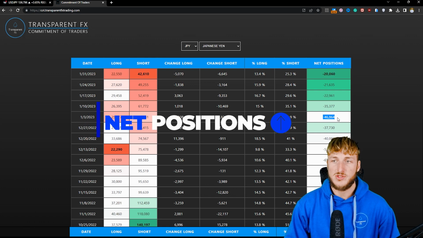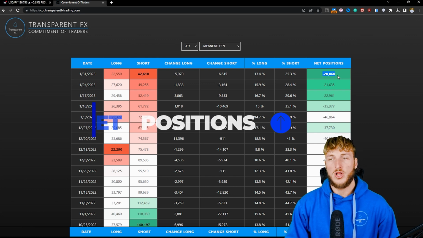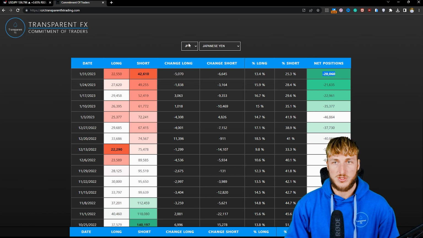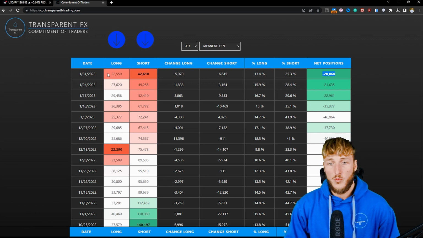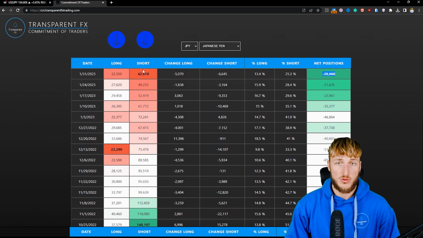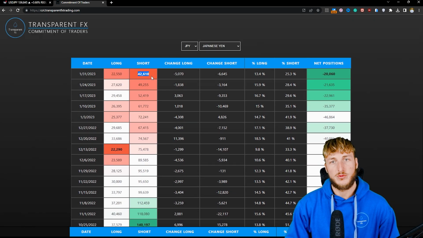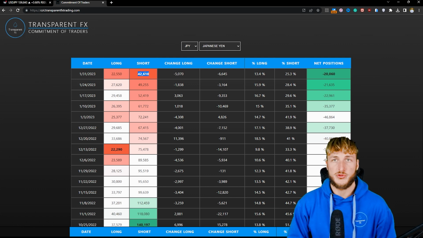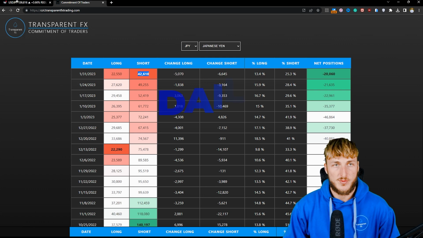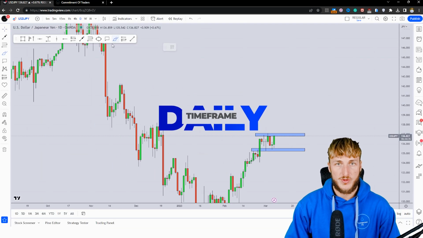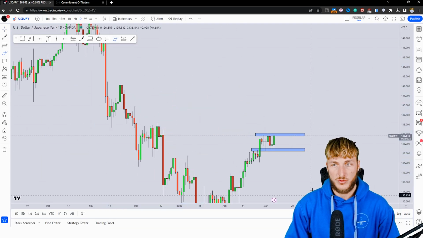We went from having minus 46k net positions all the way up to minus 20k net positions. This shows how the institutional side of the market is shifting to the bullish side, with a massive amount of shorts getting decreased. We went from 140k all the way down to 42k short positions. So institutions are closing their shorts on the JPY, which is making the JPY stronger, which is also the reason for which we have seen this massive move to the downside.